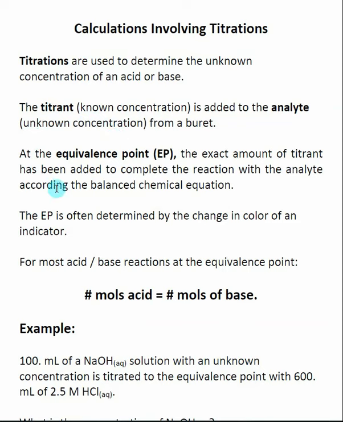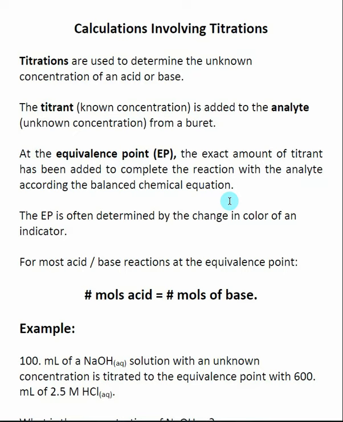During a titration, what you're looking for is the equivalence point. That is the exact amount of titrant that completes a specific reaction with an analyte, according to a balanced chemical equation. So during a titration there is a reaction that you are following, and what the equivalence point means is that you've completed that specific reaction. You've added enough titrant to completely react with your analyte, based on whatever reaction you're looking at.